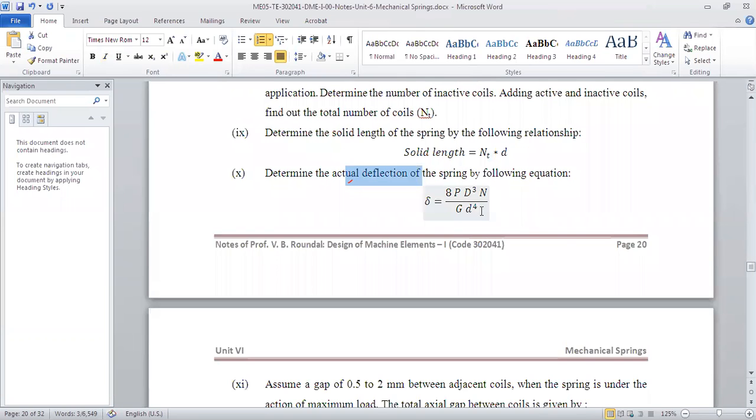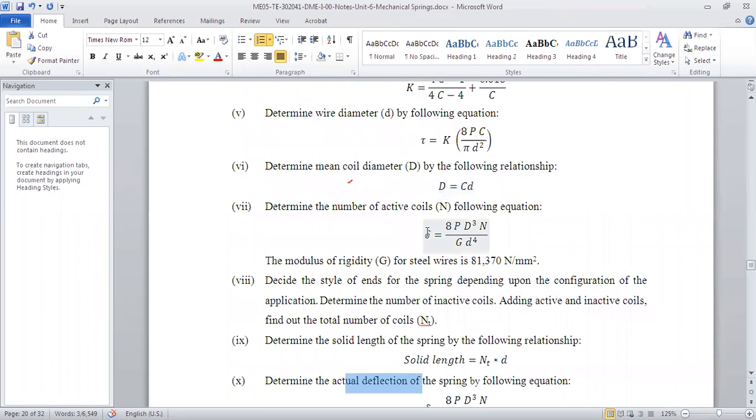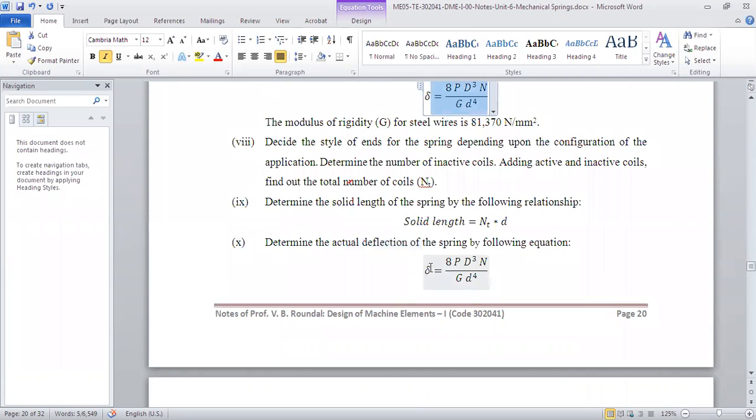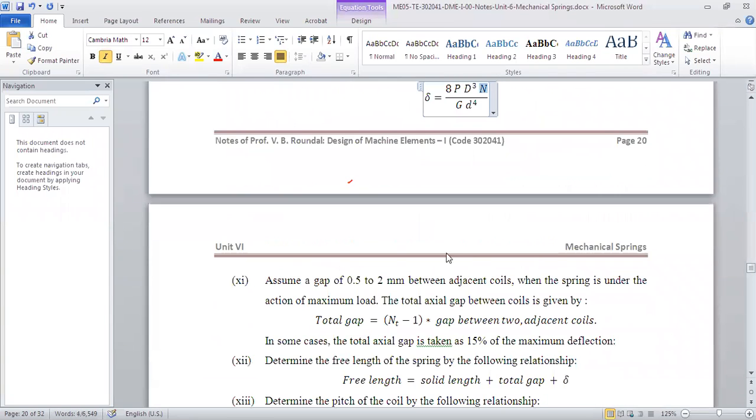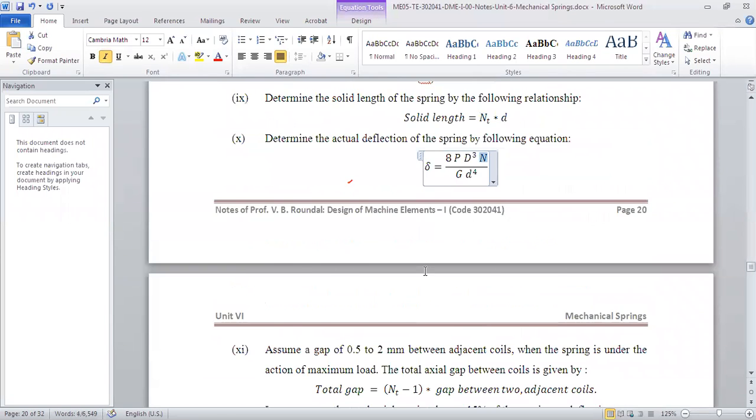Then we'll find the actual deflection of the spring, because the earlier deflection was the allowable deflection, and now the total number of turns N is different. In the formula 8 P D cubed N over G d to the fourth, we know the load, D and d, but N is different now. So we find the actual deflection of the spring, delta.